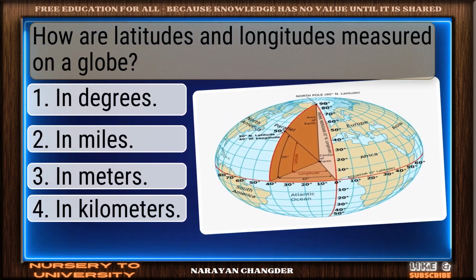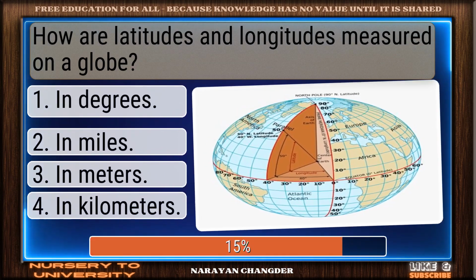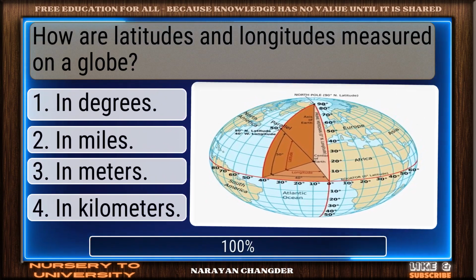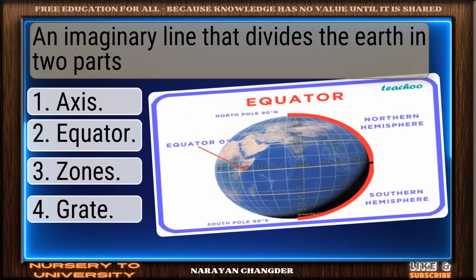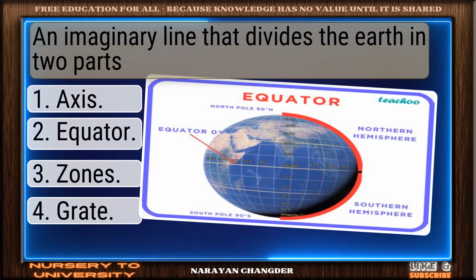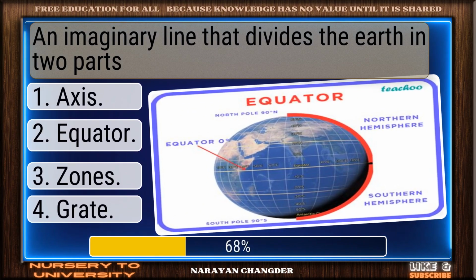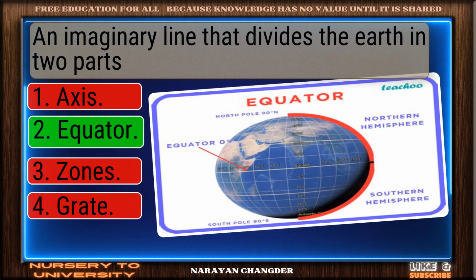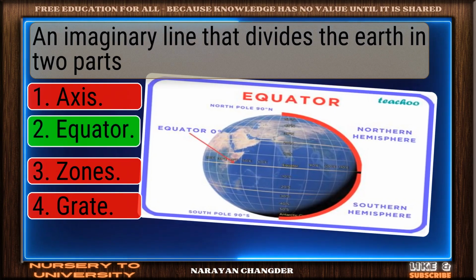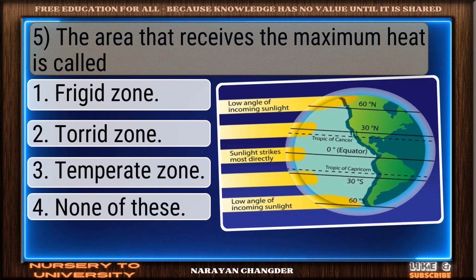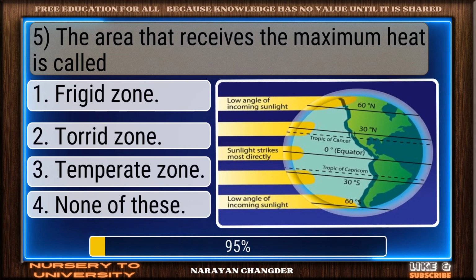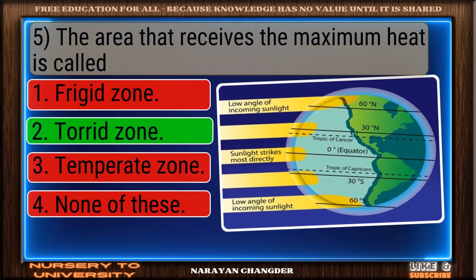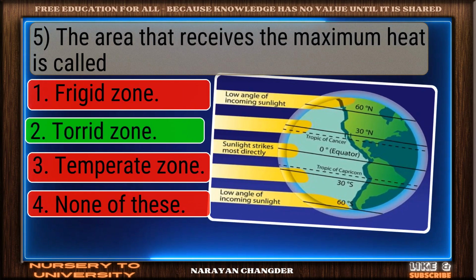How are latitudes and longitudes measured on a globe? You chose in degrees, and it is correct. An imaginary line that divides the Earth in two parts. Bravo! Equator is the answer. The area that receives the maximum heat is called. Great job! Torrid zone is the accurate answer.